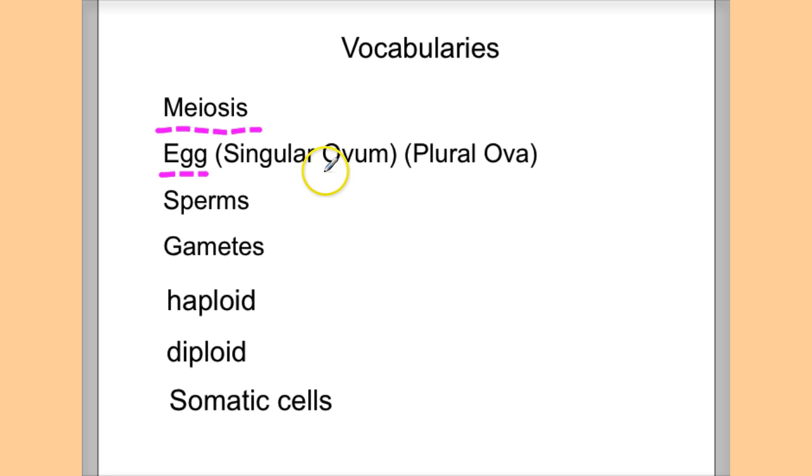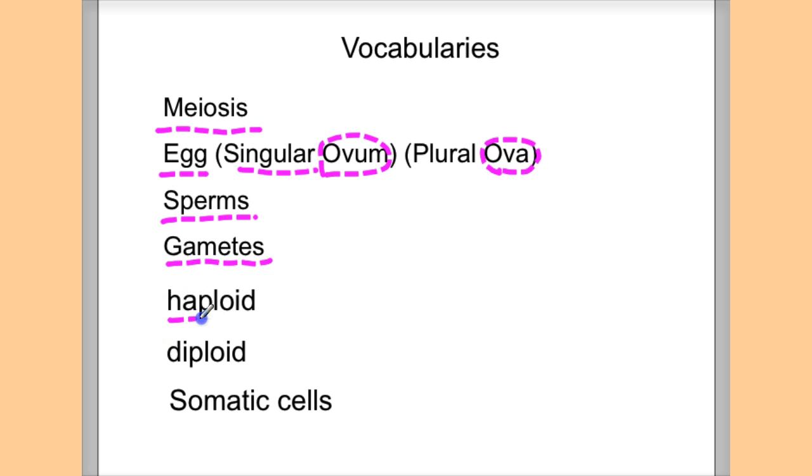In reproduction, this unit, we are going to see a lot of times the word ovum being used instead of egg that a female produces, and ovum is the singular form of egg. The plural form is called ova, and this is used when you're referring to many eggs. You can say ova.